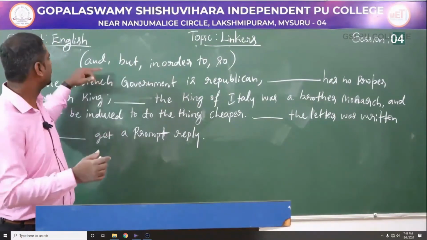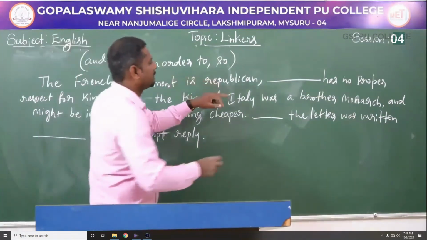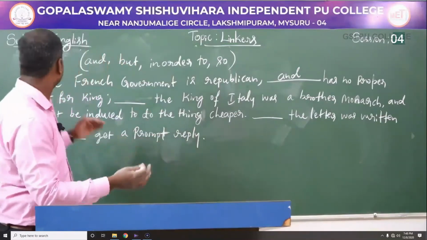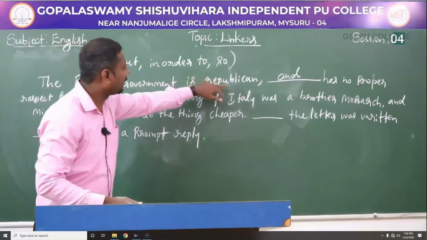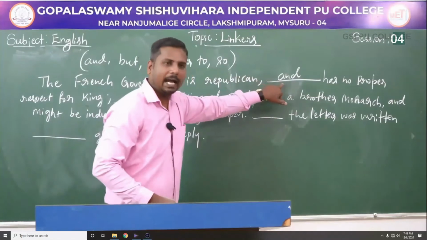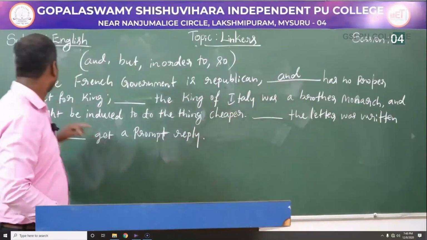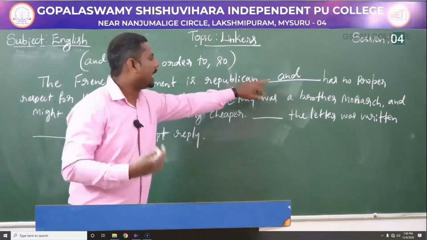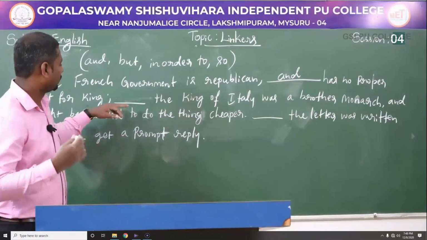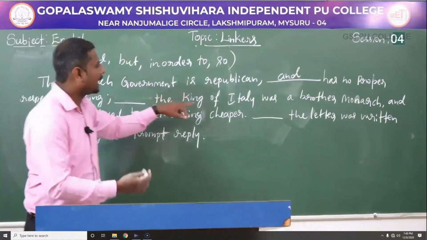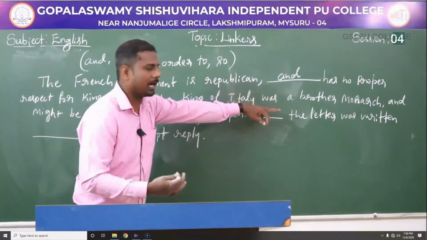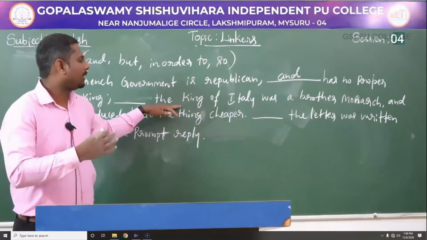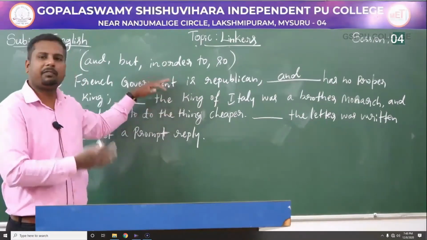You have the linker and here. So let us put the word and. Let us read the sentence again. The French government is Republican and has no proper respect for king. So here the word and shows the addition. And next you have one blank here. Dash, the king of Italy was a brother monarch. This idea seems like contrast to the previous one.